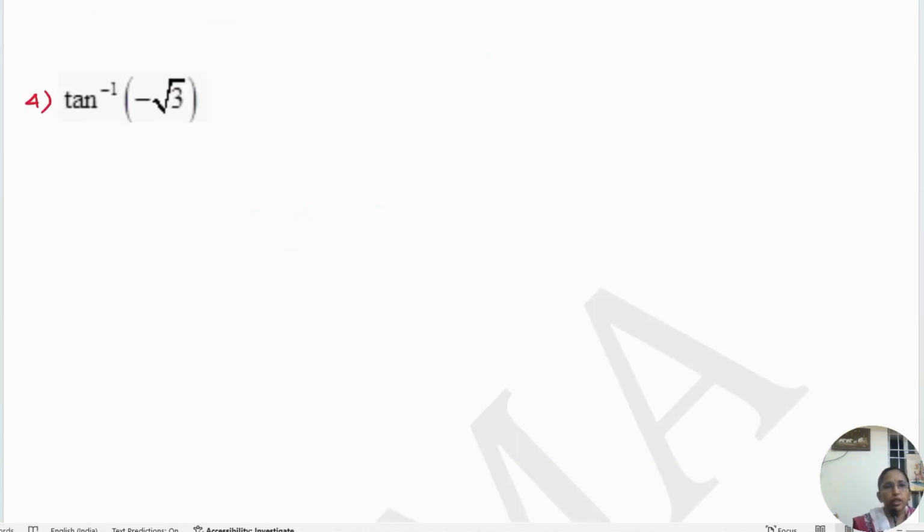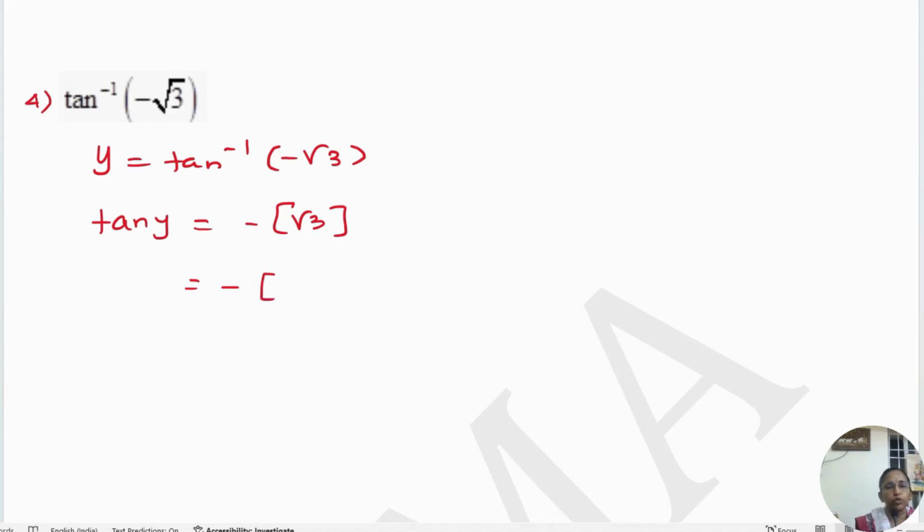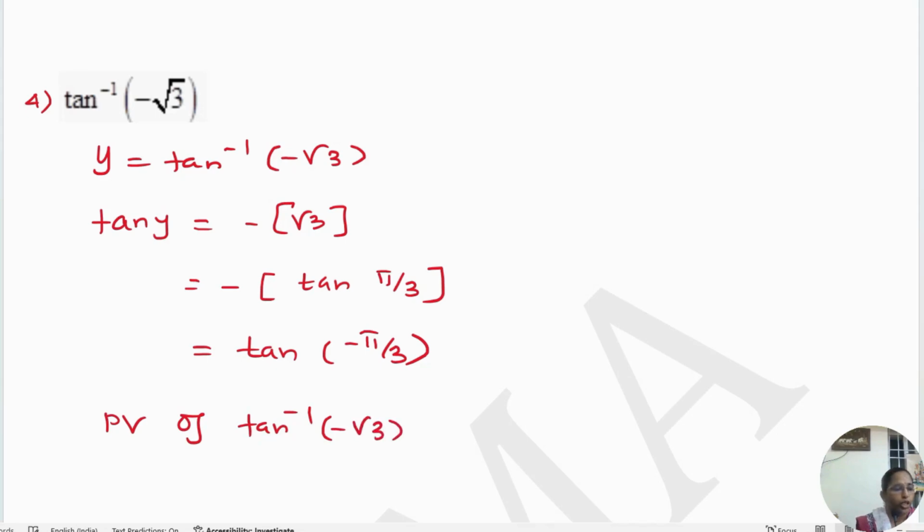So the principal value of cosecant inverse of 2 is pi by 6. Coming to the fourth question, tan inverse of minus root 3. So now take theta as your y. So tan y is equal to minus of root 3. You can consider like this. And this value root 3 is tan of pi by 3. And tan of minus theta is equal to minus tan theta. So this can be written as tan of minus pi by 3. And our principal branch value for tan inverse is minus pi by 2 to plus pi by 2. So the principal value of tan inverse of minus root 3 is minus pi by 3. It falls within the range.